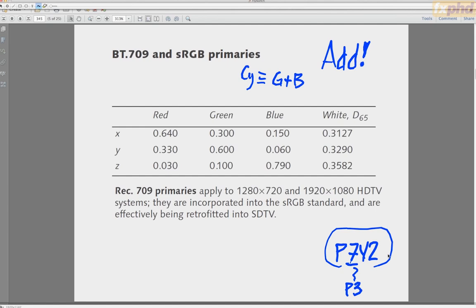P7V2 was not an additive space. So cyan was not equal to green plus blue. And this scheme was used because the grading in that color space kind of mimicked film grading, but that turned out not to be a good idea. We don't use it today. So there's still the DLP cinema projectors have got a setting for P7V2. You can dial it up, but don't do so. It's an obsolete space. Don't use it.